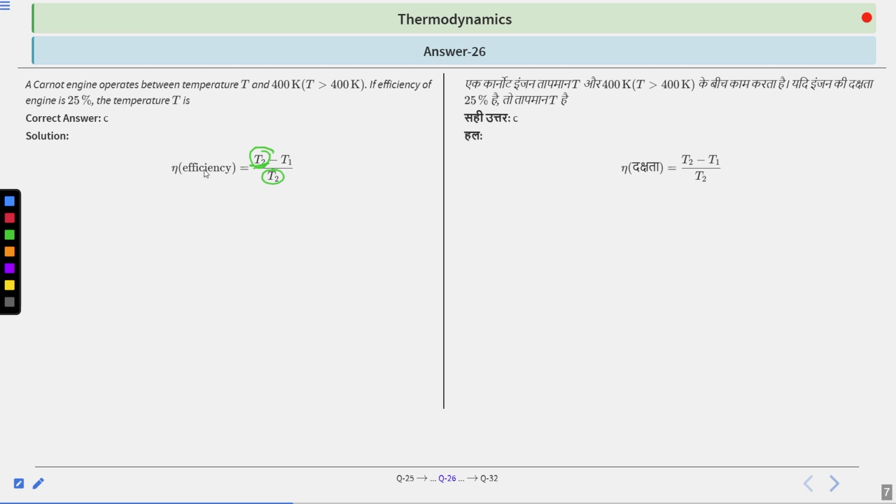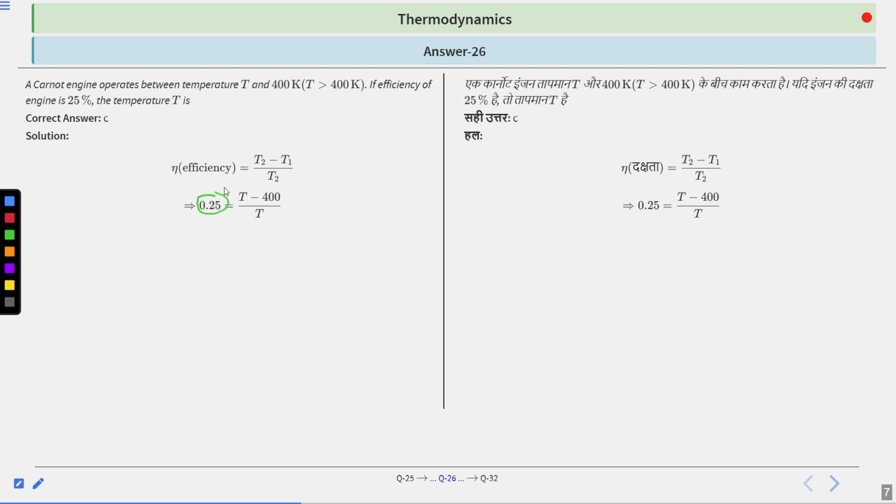Now putting all of this in, since it was given that T is greater than 400, we will take T2 as T. So (T minus 400) by T, and efficiency is 25%. This is percentage efficiency and this is fractional efficiency. We are not multiplying by 100, so we get the efficiency as 25 by 100, which is 0.25.